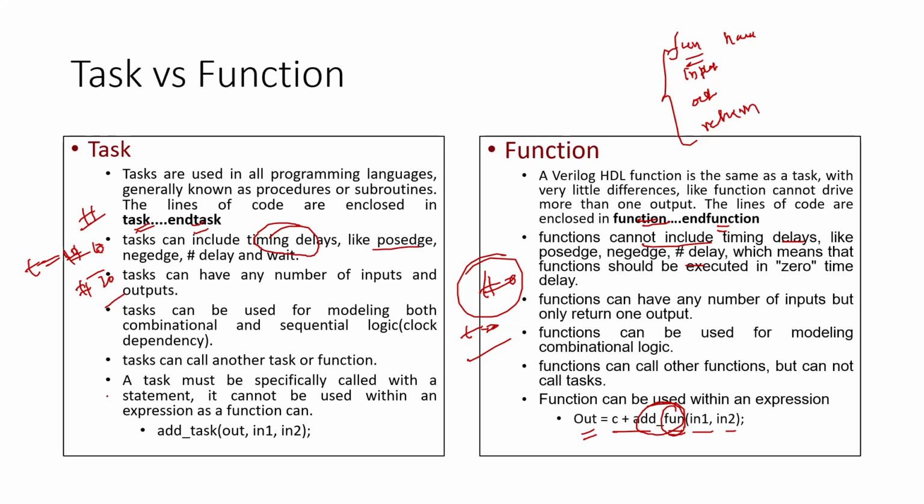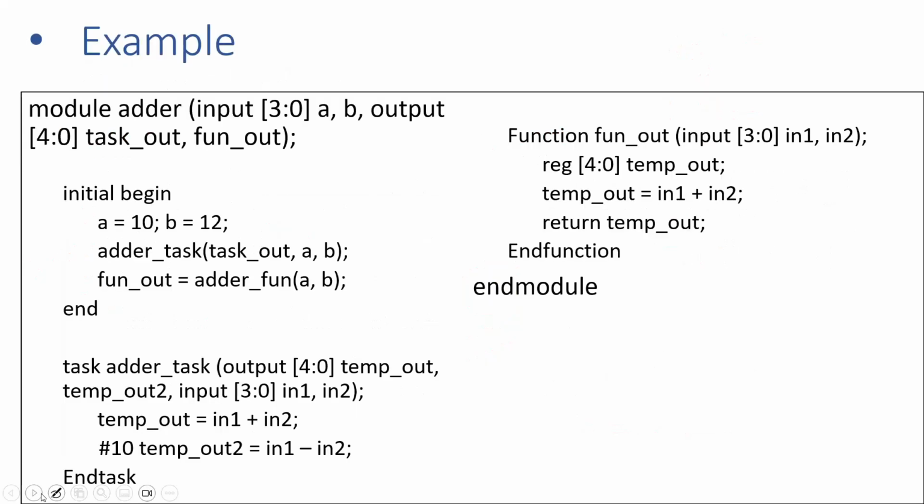So these are the differences between functions and tasks. Just see the differences, and then these are the examples for functions and tasks. See how we are executing the functions and tasks here. So module adder is there. In this adder, I am representing two inputs A and B, and outputs task output and function output. In this initial begin, I am executing the function output. So the adder function is called here. This is the f out, right? This is the function output.